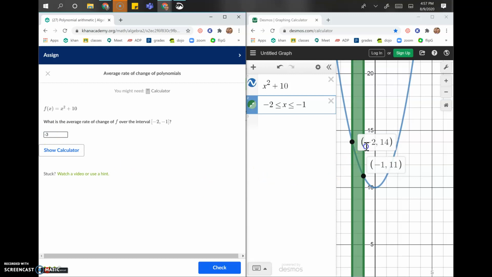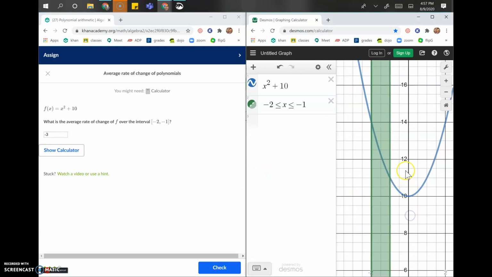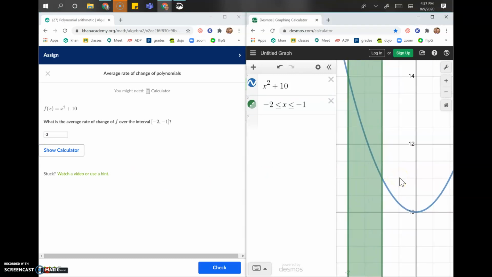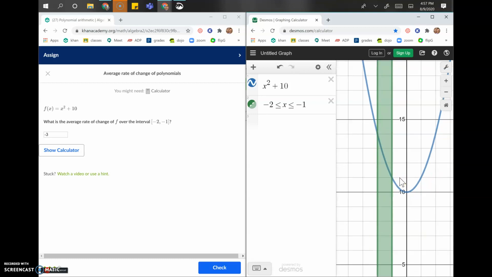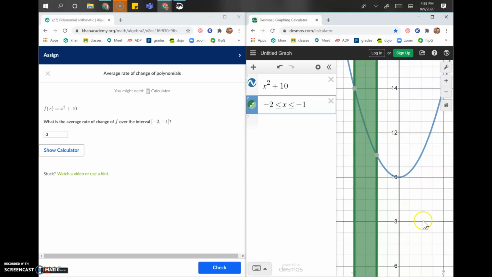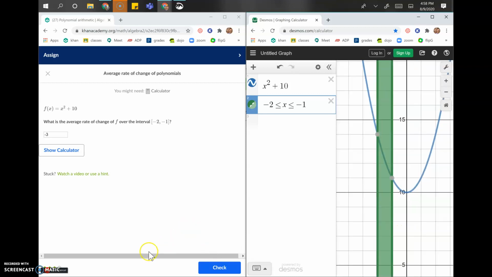Cool. If I zoomed in to where I knew each box was worth only 1, right here, I could just count the boxes. See how now each box is 1, so I go 1, 2, 3 down over 1, right? So you can also deduce the slope by using our old methods that we probably learned freshman year. And that's how you find average rate of change for polynomials. So good luck on that.